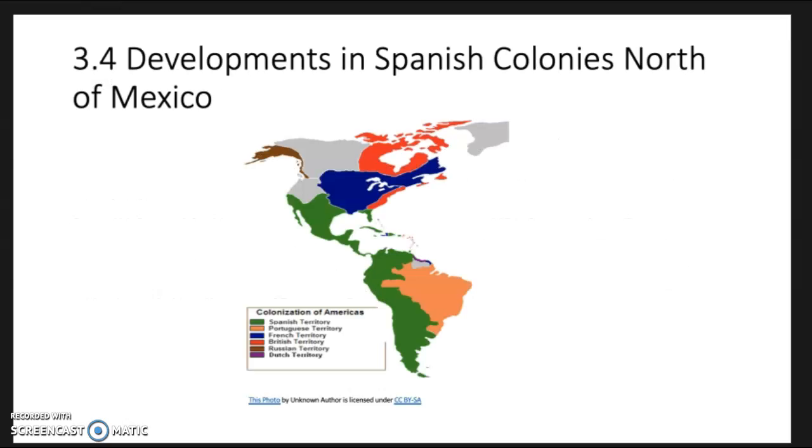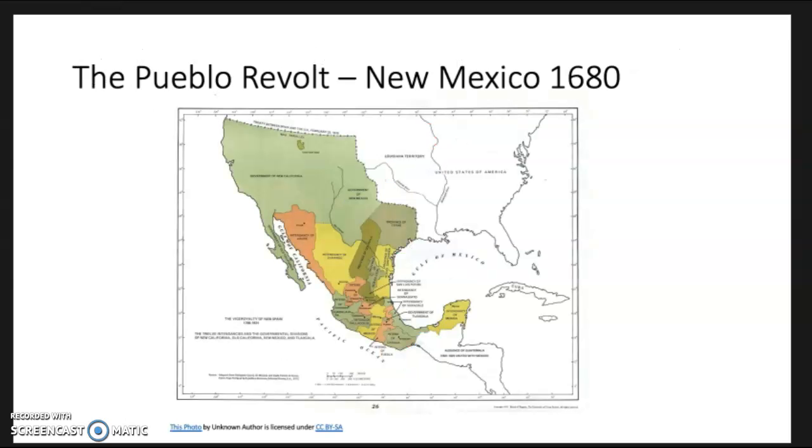Chapter 3, Section 4. Developments in Spanish colonies north of Mexico. Spain would establish small, permanent colonies from Texas to the coast of California as their colonies north of Mexico. The Pueblo Revolt, New Mexico in 1680.